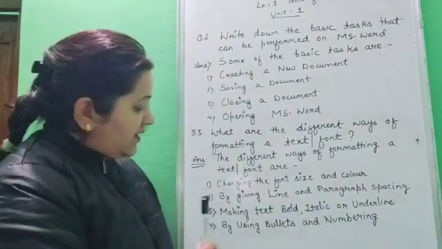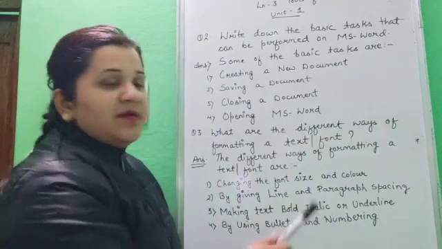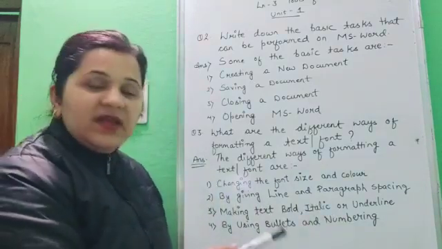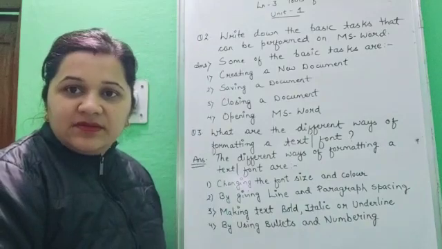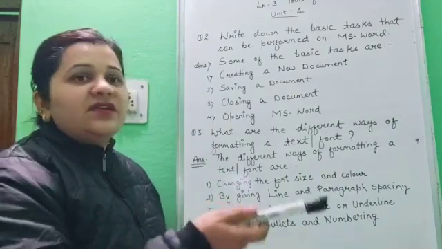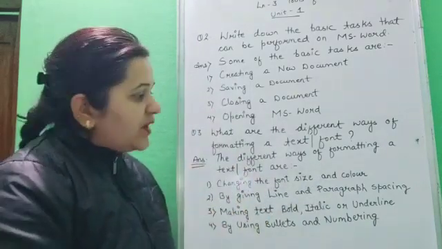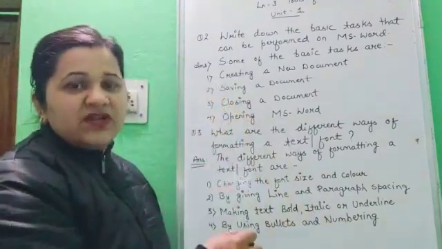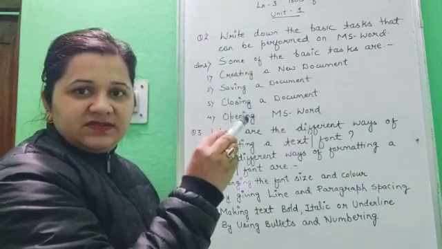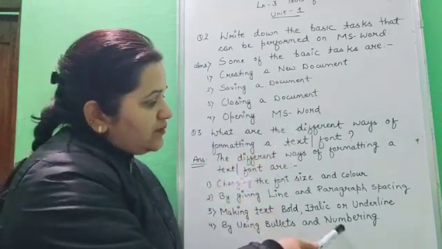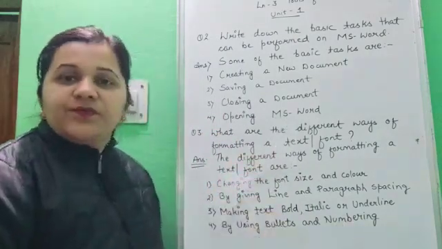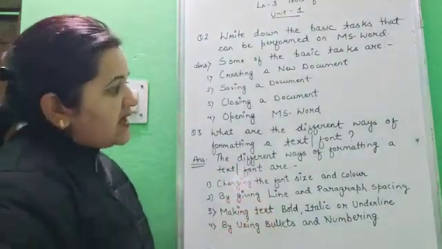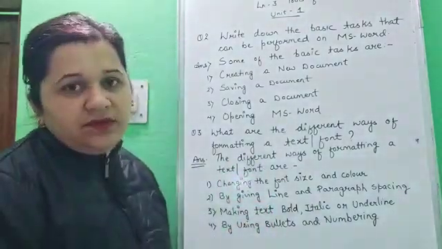Now fourth one, by using bullets and numbering. Bullets and numbering, what are bullets? These are the simple graphic symbols which are generally used to list an item. Okay, and if we are writing down the list of students or whatever list you have been given, you can put numbering also. Okay, so these are the different ways in which we can format a text on the MS Word window.